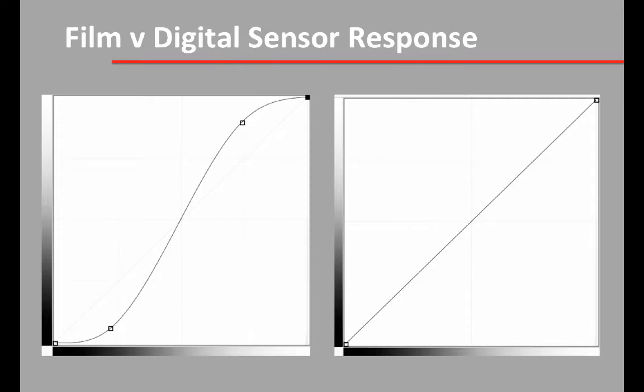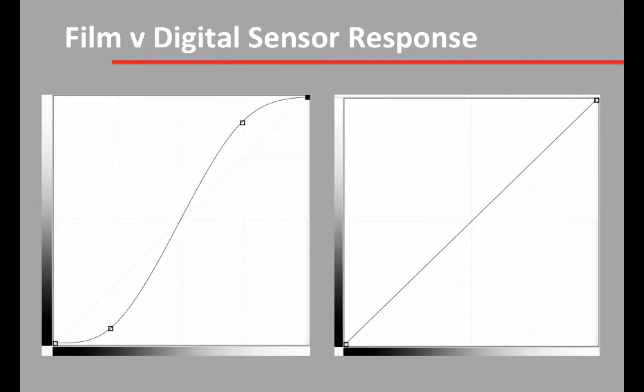But the film recording is a non-linear response to light. Now, if you see that curve on the left-hand side, that is a characteristic curve which represents the response of density on the film caused by exposure. And from the bottom left-hand side, that's our shadow region, and you get this sort of S-shaped curve. So there's some compression of tonality in the shadow region, and there's some compression in the highlight region, which is on the top, or what we call the shoulder of the curve.